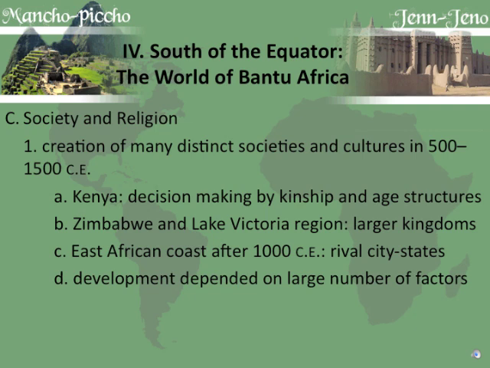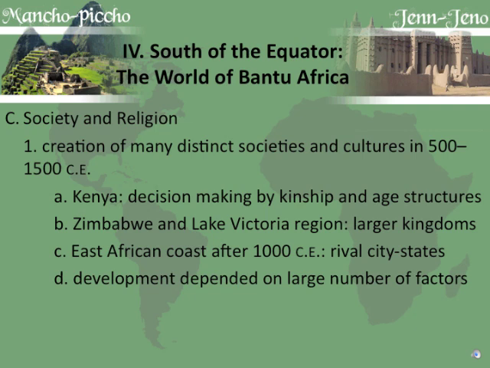Society and religion, creation of many distinct societies and cultures from 500 to 1500. Just some examples: Kenya, decision making by kinship and age structure. Zimbabwe and the Lake Victoria region had larger kingdoms, which we'll learn about down the road. Actually, even a centralized kingdom.